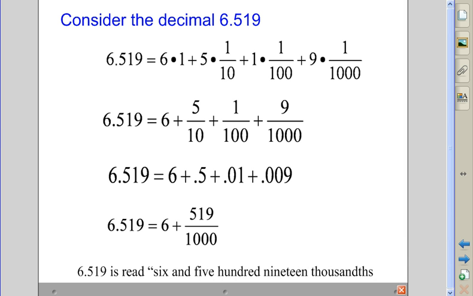And finally, that is in fact how we read the fraction. 6.519 read properly is 6 and 519 thousandths. Notice that when you're reading a decimal, when you get to the decimal point, you should say the word "and."